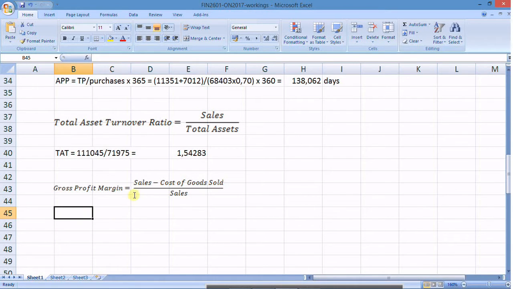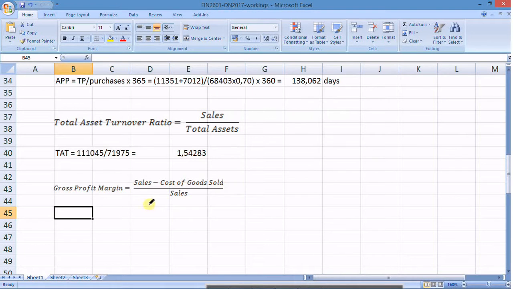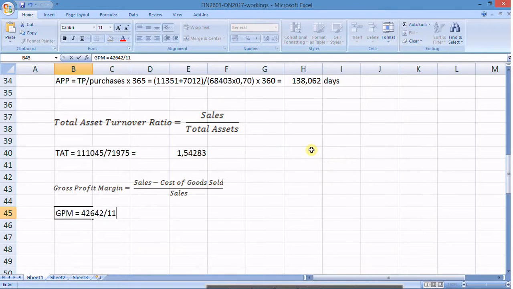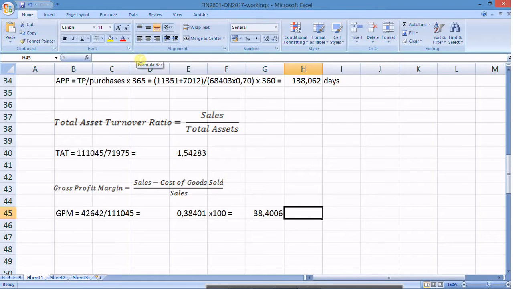Okay, gross profit margin, sales minus cost of sales. You've been given gross profit, so you don't even have to show that working. You can just use the figure. There it is, 42642. 42642 divided by, that's the gross profit, 42642 divided by sales, 111045. This is times 100 because it's a percentage. Times 100 gives you 38.4%.